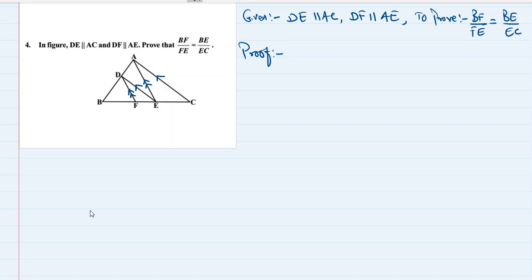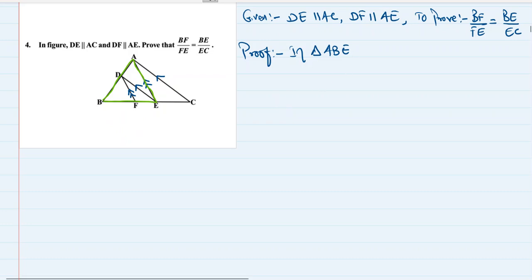Okay, let's start. First, in triangle ABE, remember, you have to focus on one triangle first, that is ABE. I'm marking that triangle with green ink. So focus on the triangle with green ink only. Can you see triangle ABE?